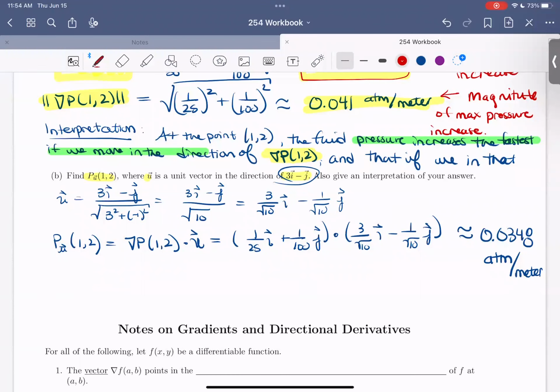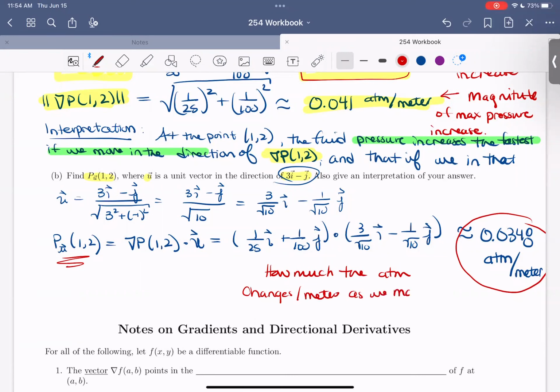So what is this number telling us? Well, this is a rate of change, a directional derivative, and it's telling us how much the atmospheric pressure changes per meter as we move in the direction of u, starting at the point (1, 2). Awesome. Well, great work, everyone, going through these calculations and this example.